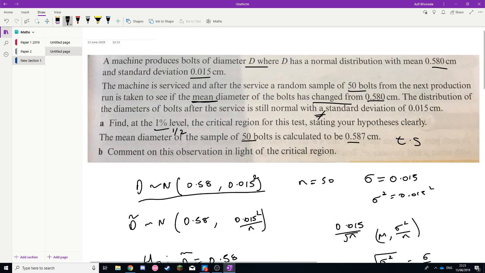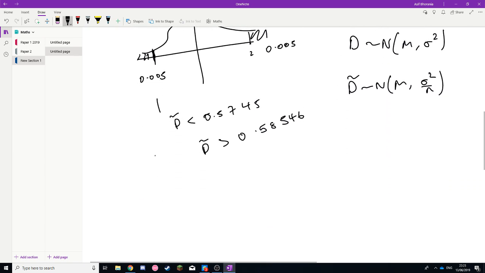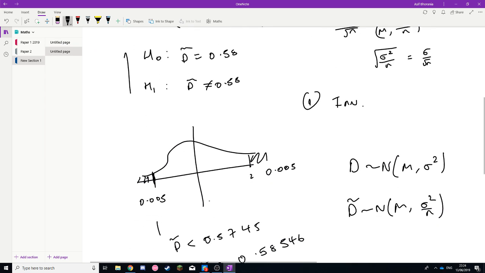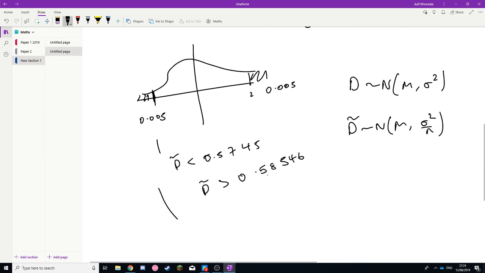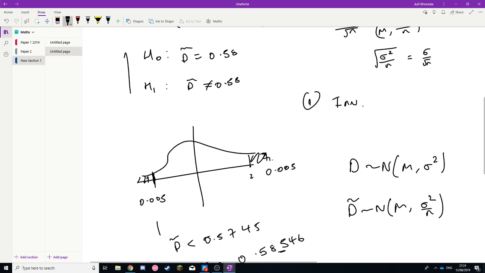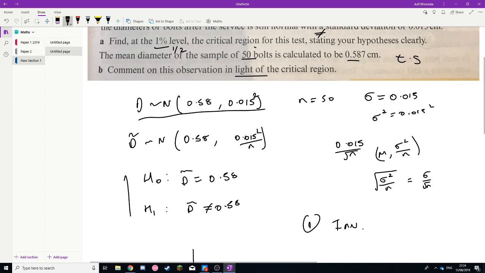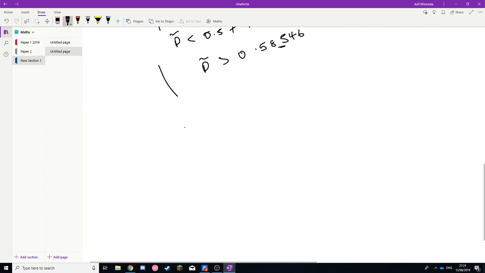So this is my critical region. My hypothesis has been stated clearly. Now, finally, comment on this observation. That's basically saying, looking at this test statistic, is it in my critical region? 0.587. Yes, it's too big. So anything bigger than 0.585 is too big. It's in the critical region. That means that I need to reject my null hypothesis.